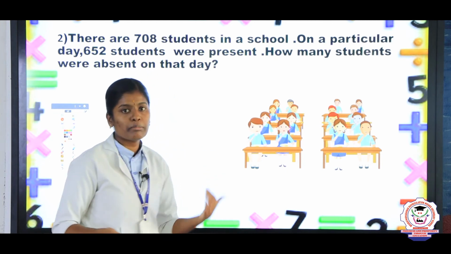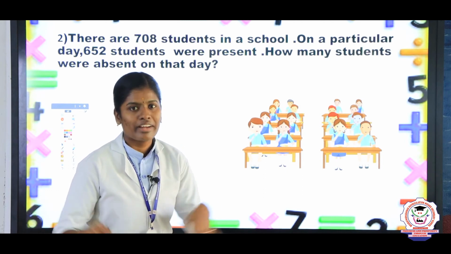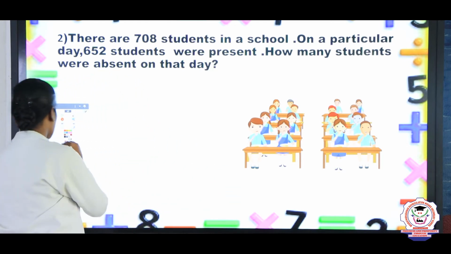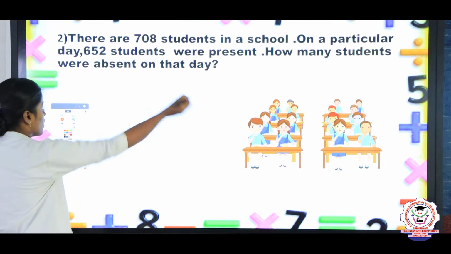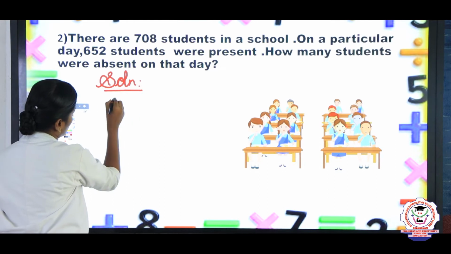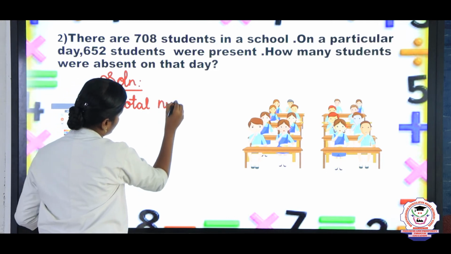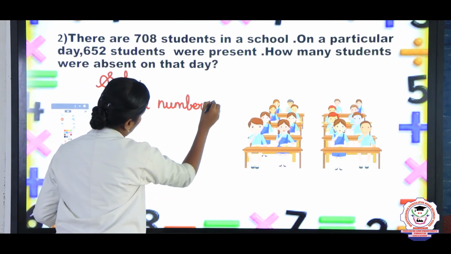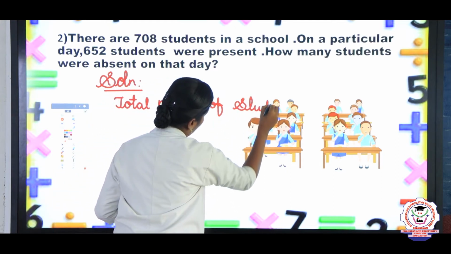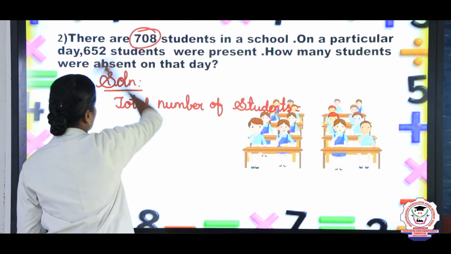Now as usual, first step, write the total number of students. Totally how many students are there, Nasreen? Very good. Totally we have 708 students. So write here, solution, total number of students. So total number of students equals 708.